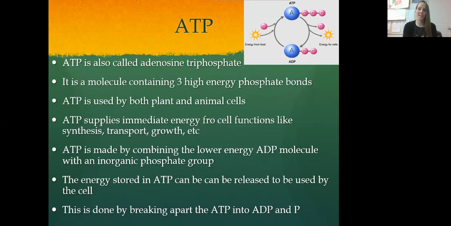ATP is made by taking an ADP, adenosine diphosphate, and just adding another phosphate to it. So we have the ADP down at the bottom here. We add another phosphate to it. It requires energy in order to do that, and then we end up with this high energy ATP molecule. If we want to use the energy that's stored in ATP for any of these cell functions, we just break off the 3rd phosphate and that releases the energy that the cell can then use.